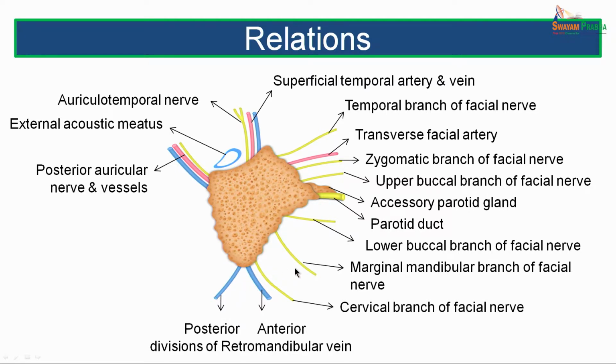Thus, it is clear from here that all the 5 terminal branches of the facial nerve, that is the temporal, zygomatic, upper and lower buccal, marginal mandibular and cervical branch, are all radiating or leaving the gland through the anterior border. Let us now go to see the relations of the anteromedial surface.